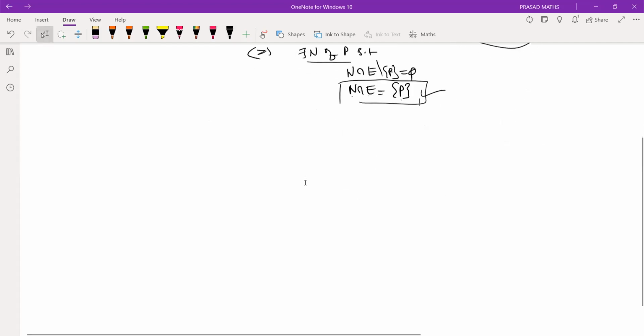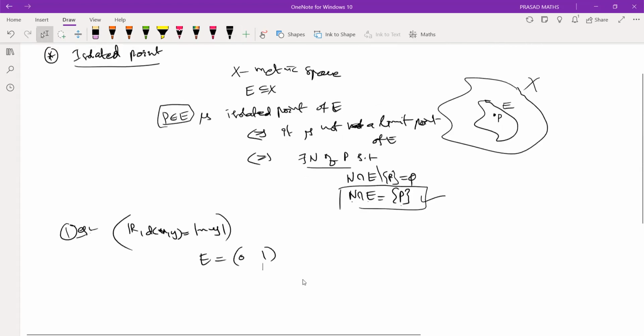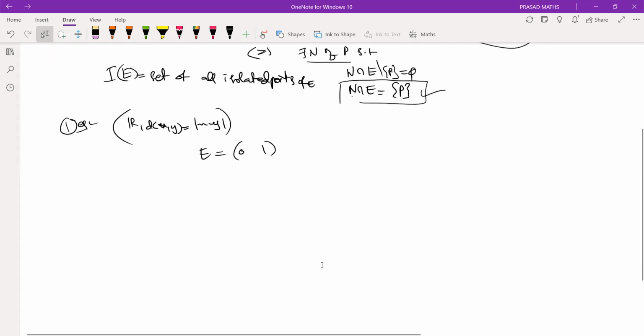So let us start with the simplest example. Suppose R with respect to the usual metric. You start with any set, for example, the open interval (0, 1). What are the isolated points? The set of all isolated points is denoted by I(E) of the set E. So you are asked to find the isolated points of the set E.